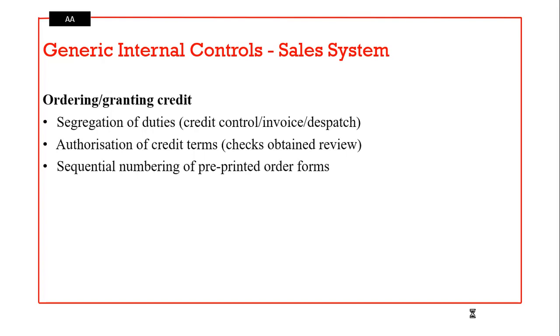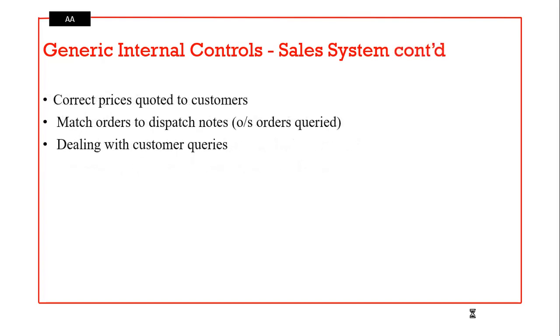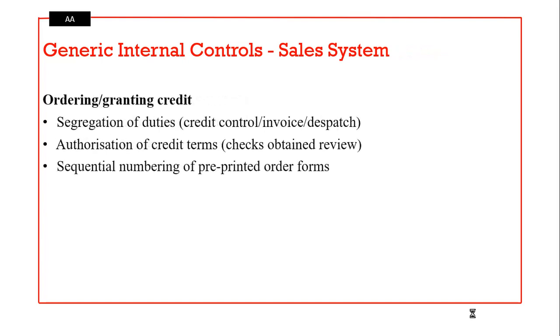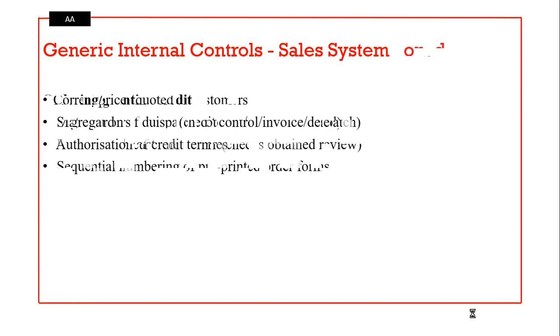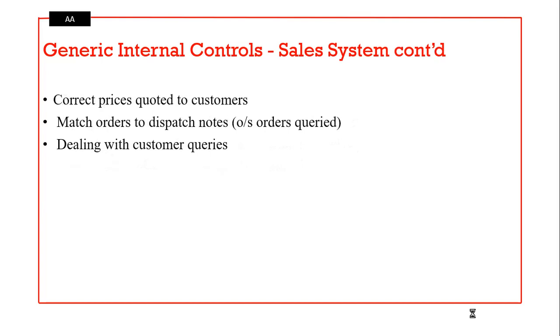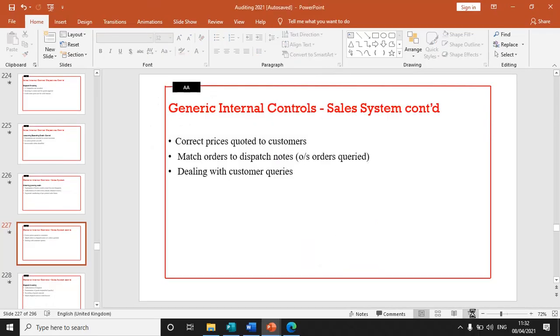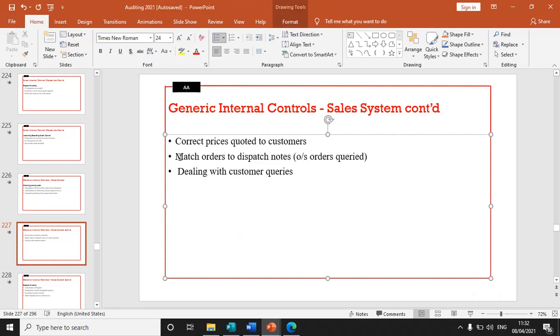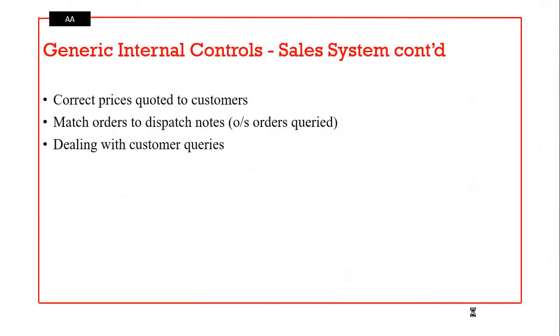Sequential numbering of pre-printed order forms is very crucial here. Remember, you don't want to fail to fulfill an order because invoice numbers or source document numbers are not sequentially numbered, or the sequence is not being followed at all. You want also to make sure that customers are charged the right price. This is what we call pricing. Remember, if we overcharge our clients, they will take business elsewhere, and that will be a problem because we'll be losing business. We need to match orders to dispatch notes.